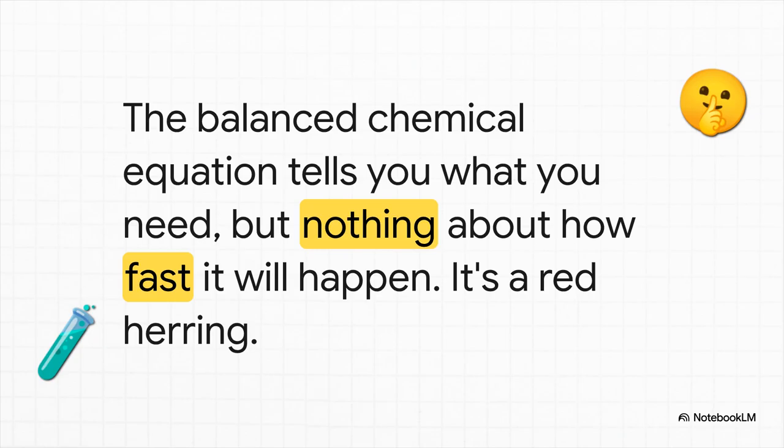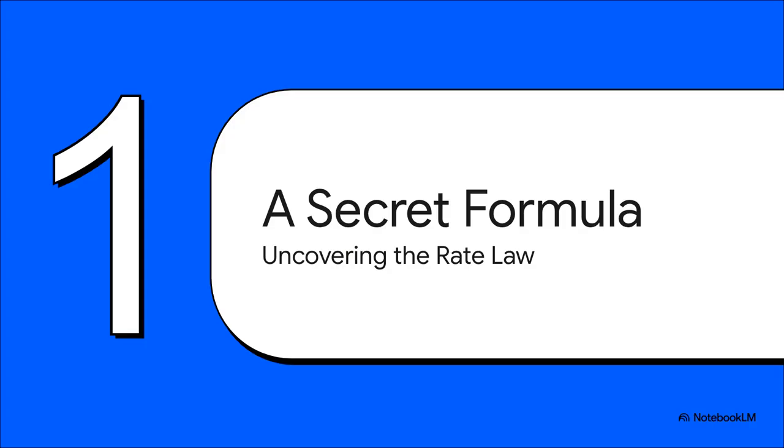Now, your first instinct might be to look at the chemical equation, right? The basic recipe. But here's the thing. That's a total red herring. It tells you what ingredients you need and what you'll end up with. But it tells you absolutely zero about how fast you'll get there. For that, we need to look somewhere else entirely. And that brings us to our very first clue.